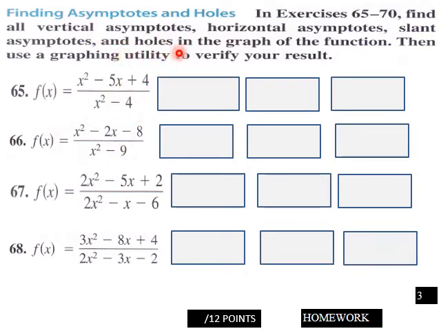Slant asymptotes, holes in the graph of the function. Then use a graphing utility to verify your result. So put those here, vertical, horizontal, and slant asymptotes and holes. Put those in these response boxes here. This is your answer sheet.